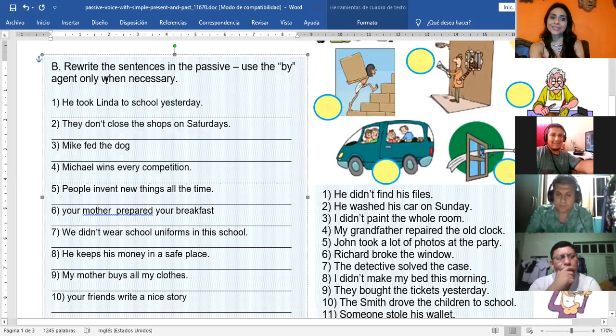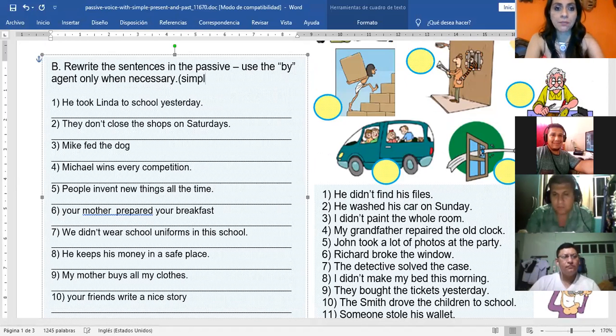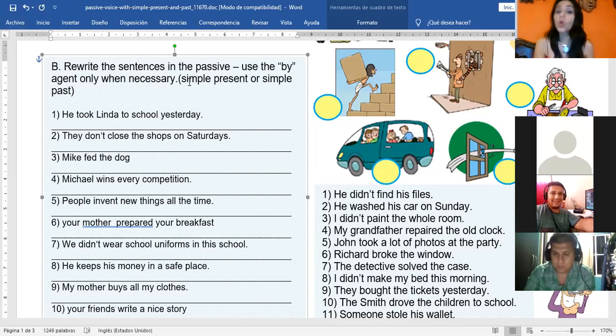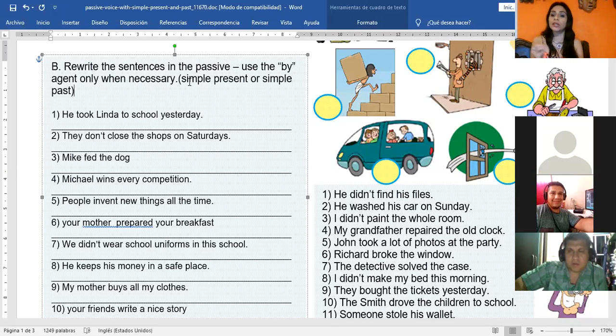Okay. It says rewrite the sentences in the passive. Use the by agent only when necessary. Here you may use simple present or simple past, so you need to pay attention to which tense your sentence is in. Read the sentence together in your groups and decide: simple present or simple past. Once you decide that, switch it to passive. If you need the by and the agent, you may use it. If it's not necessary, leave it without it. You understand? Yes. Okay, perfect.